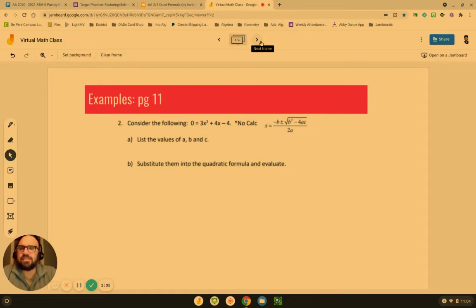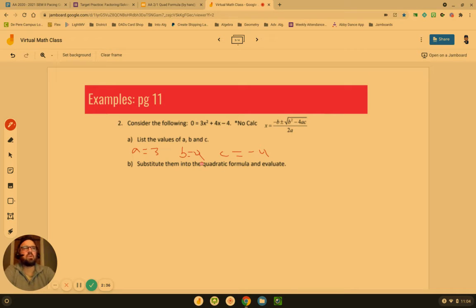Consider the following. 0 equals 3x squared plus 4x minus 4. Using no calculator, there's the quadratic formula. List the values of a, b, and c. All right, and hopefully you could identify quickly that a is going to be 3, b is 4, and c is negative 4. ax squared plus bx plus c.